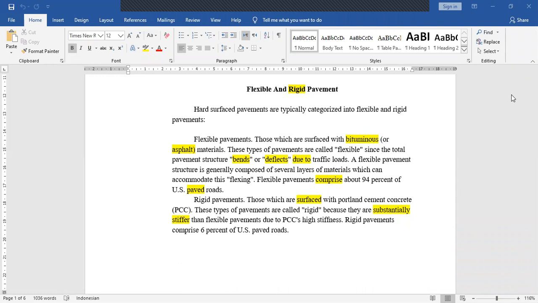My name is Muhammad Setyo. I will read an article about flexible and rigid pavement. Flexible and rigid pavement.